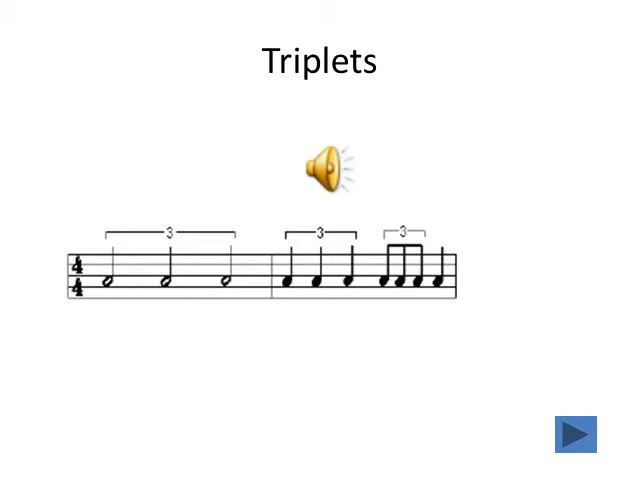So for example, in this first bar we have 3 half notes. Those 3 half notes should be sung in the same time that you would normally sing 2 half notes. This speeds the notes up a bit, and they should be sung evenly over the course of the bar. The second bar indicates that we have 3 quarter notes sung in the space of 2 quarter notes. And then again we have 3 eighth notes that would be sung in the space of 2 eighth notes. Again, for your purposes, this just means you speed them up slightly and sing them evenly over the course of that same time value.